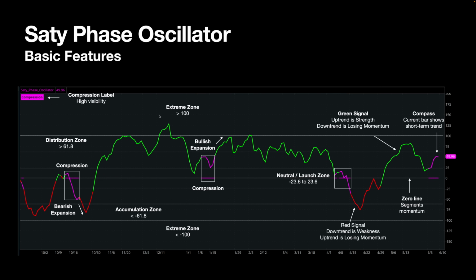Above that, you've got greater than 100, that's extreme. Less than minus 100, extreme as well. Those extreme uncapped values are incredibly useful. And I'll show you once we get back to the full SPX chart, I'll show you what it looks like.